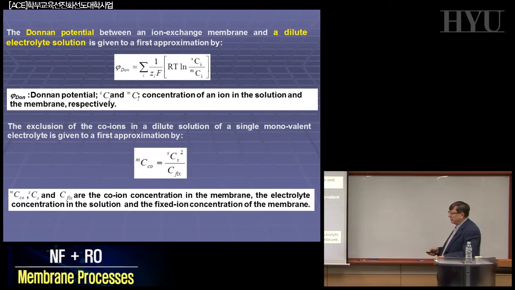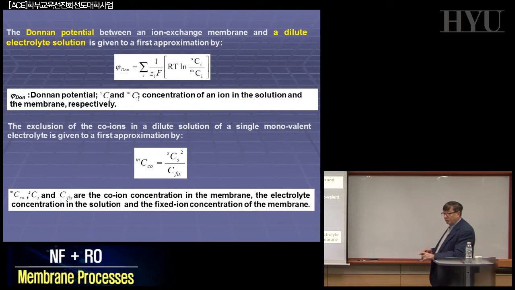Keep in mind, this equation comes from respecting the electron neutrality. That means high concentration here, low concentration of co-ions. But if this concentration becomes similar to the concentration of the co-ions, that means if this concentration becomes very high, or the concentration in the membrane is very low, the exclusion does not work anymore.